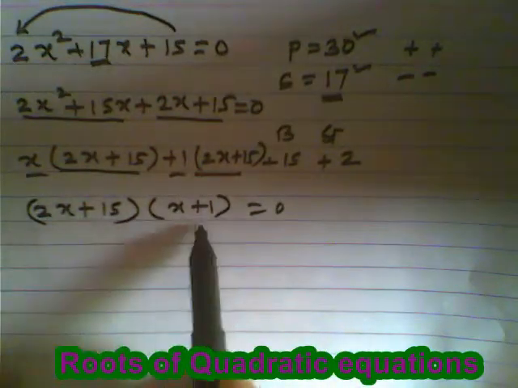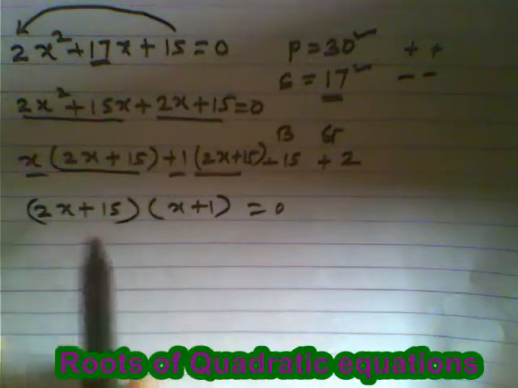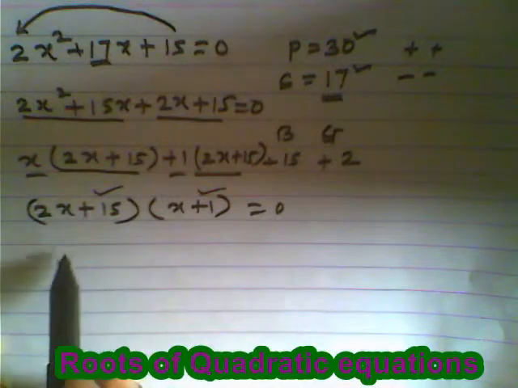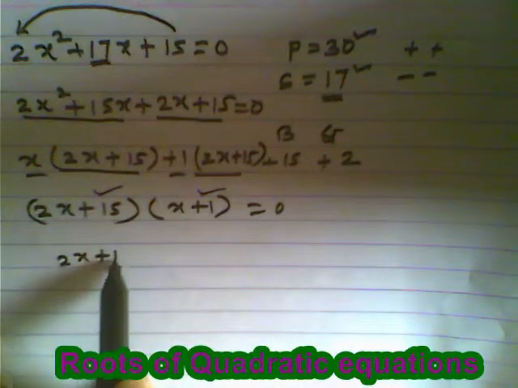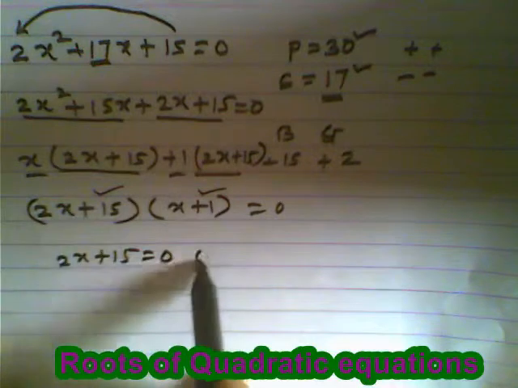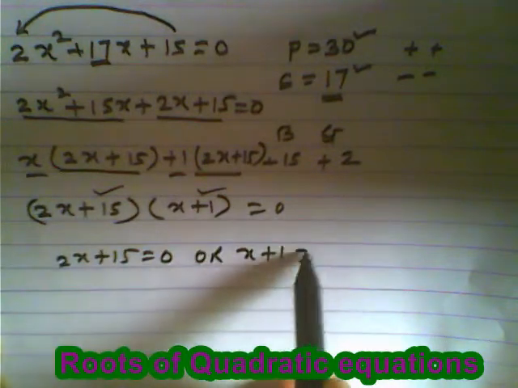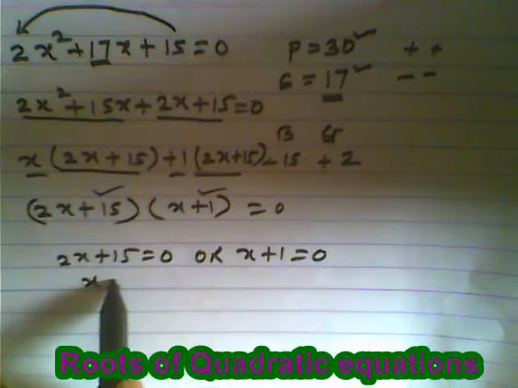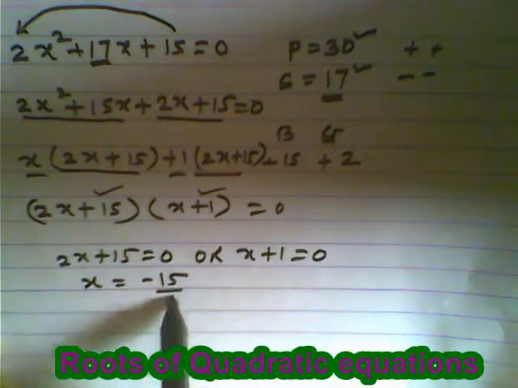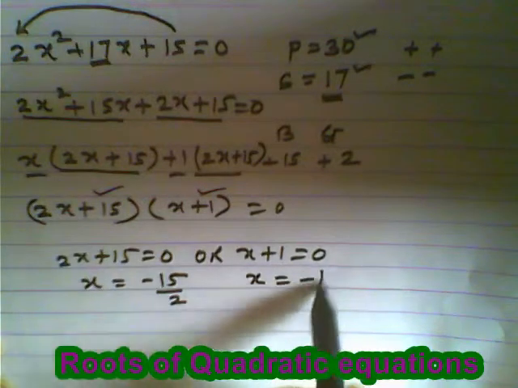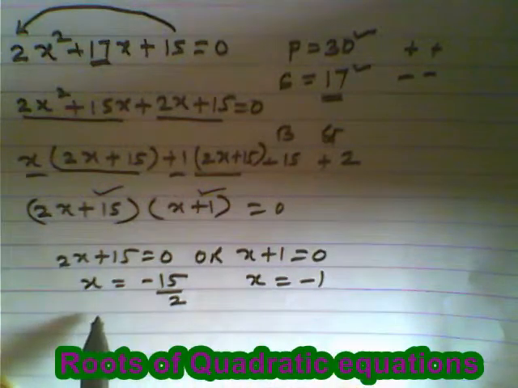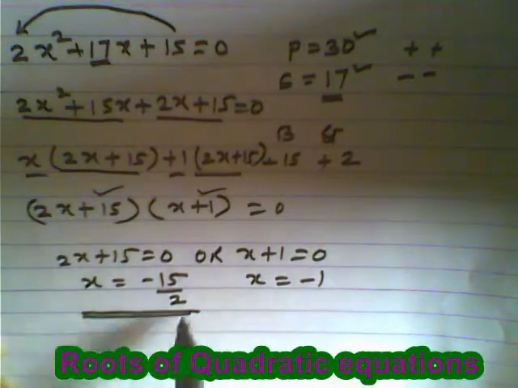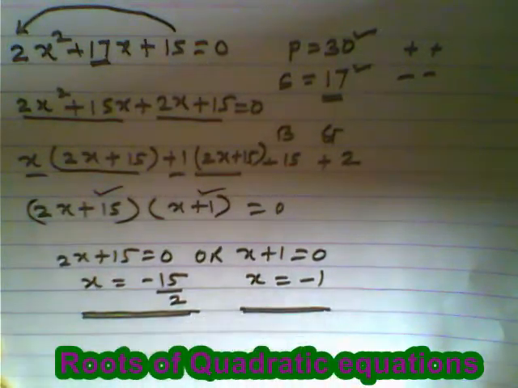Now the product of these two brackets is 0. It means either this bracket should be 0 or this bracket should be 0, and therefore 2x plus 15 is equal to 0, or x plus 1, that is equal to 0. Solving these linear equations you get x is equal to minus 15 by 2 and x is equal to minus 1. Therefore the roots of the given quadratic equation are x is equal to minus 15 by 2 and x is equal to minus 1.